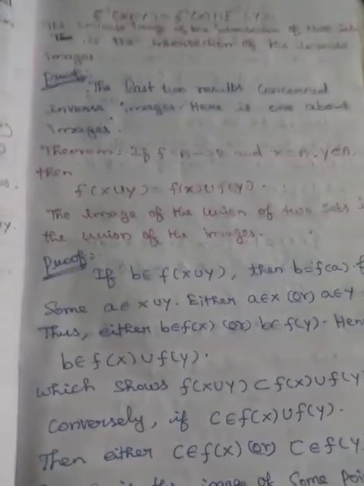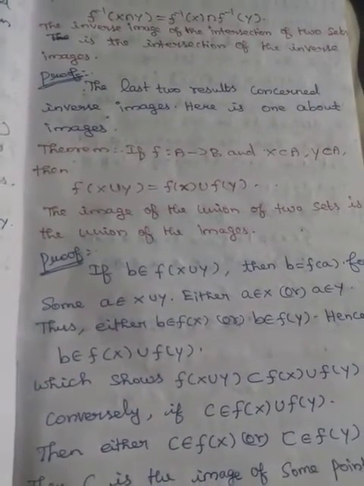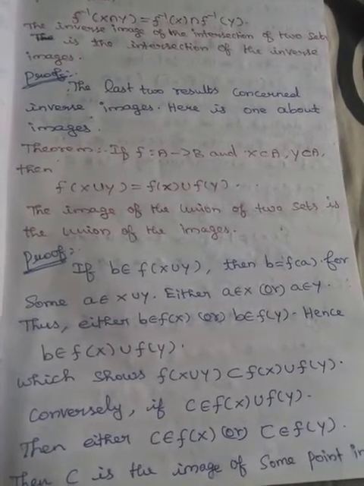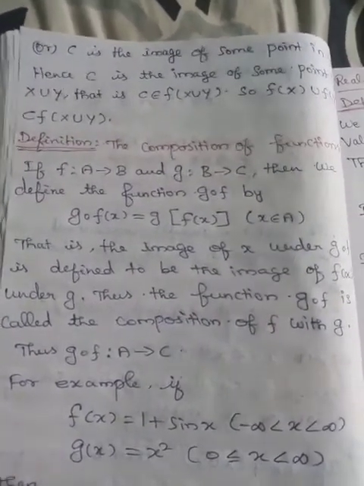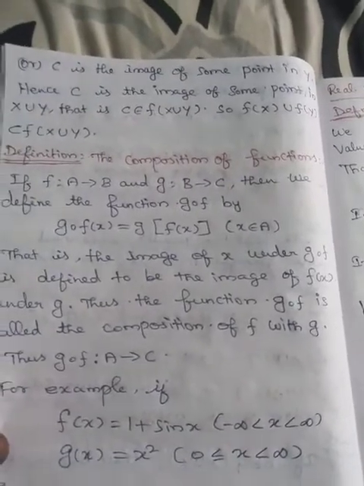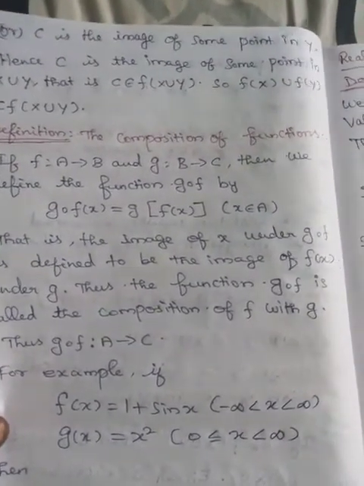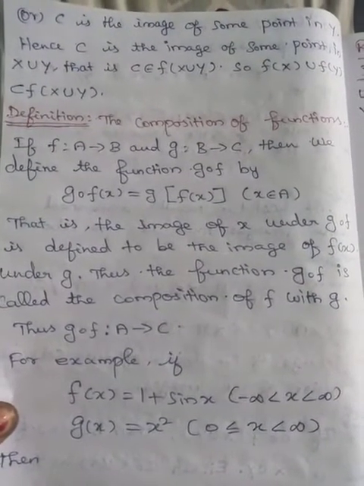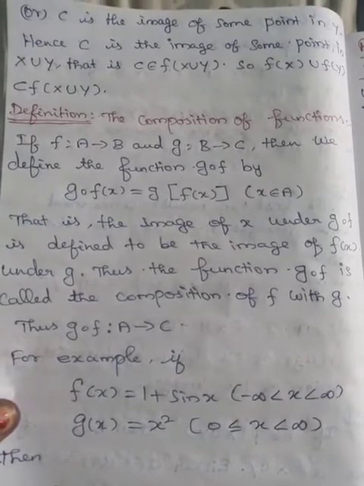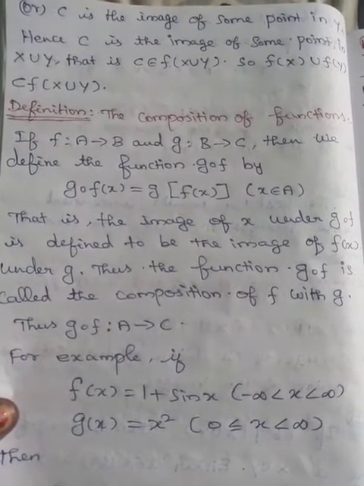Conversely, if c belongs to f(X) ∪ f(Y), then either c belongs to f(X) or c belongs to f(Y). Then c is the image of some point in X, or c is the image of some point in Y. Hence c is the image of some point in X ∪ Y, that is, c belongs to f(X ∪ Y). So f(X) ∪ f(Y) is contained in f(X ∪ Y).